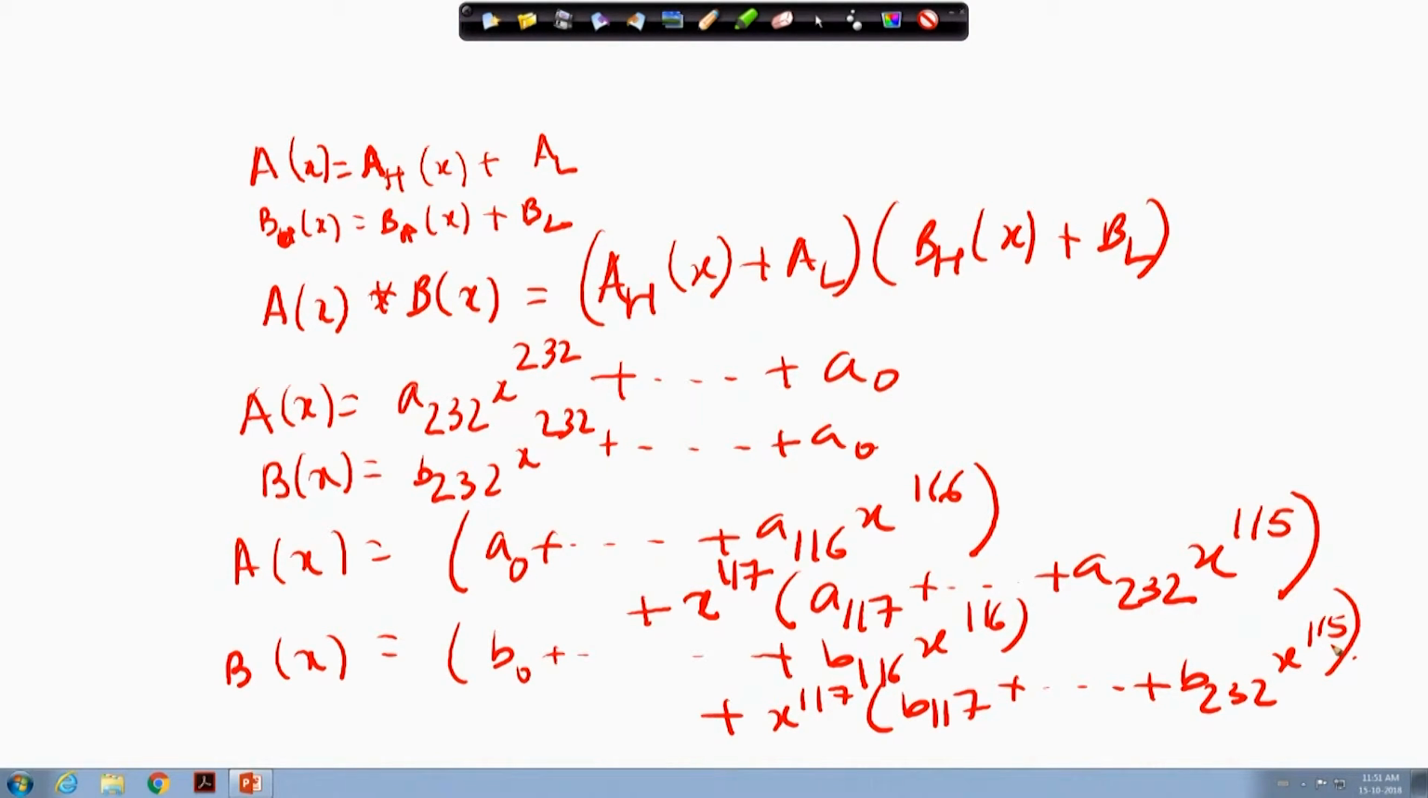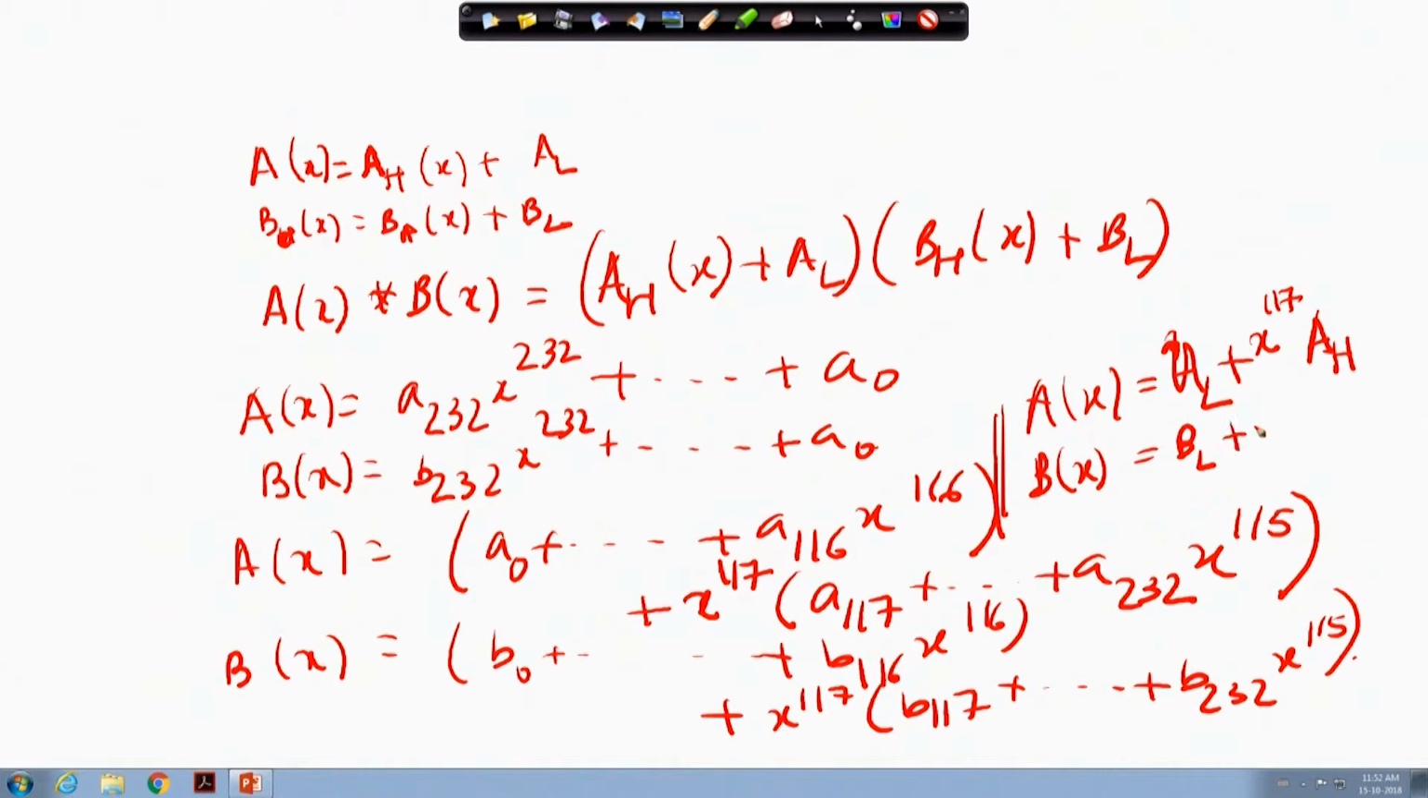Therefore, in a compact manner, you can write A(x) equal to AL plus x to the power of 117 AH, and likewise you can write B(x) as BL plus x to the power of 117 BH. Okay.